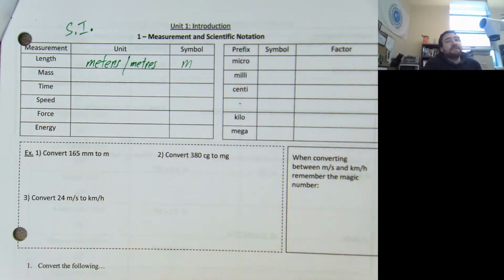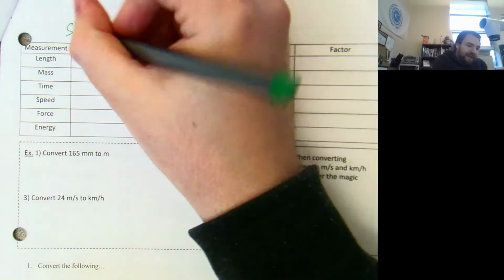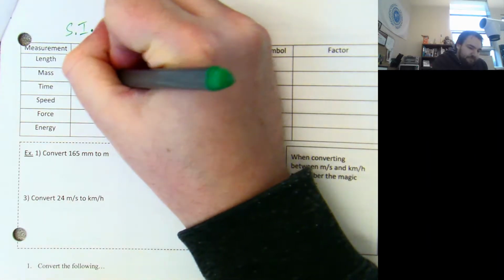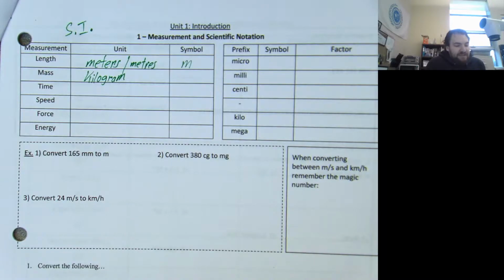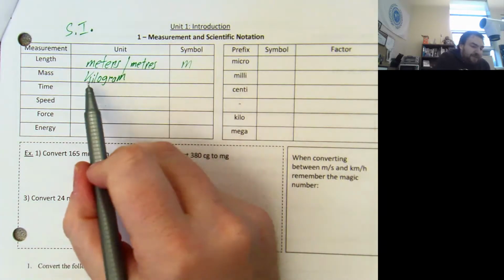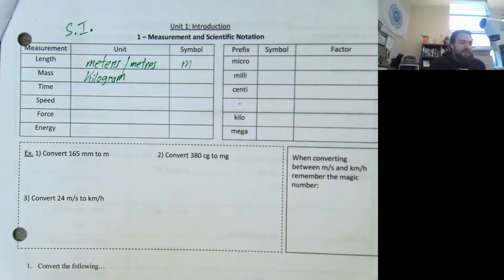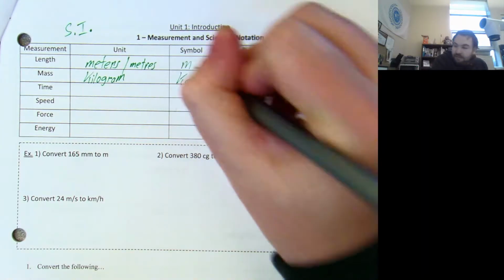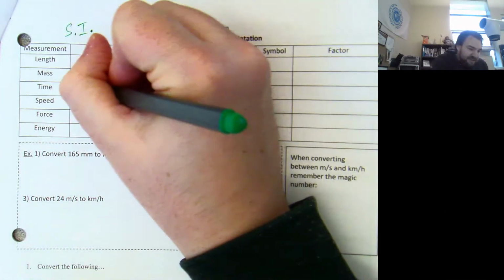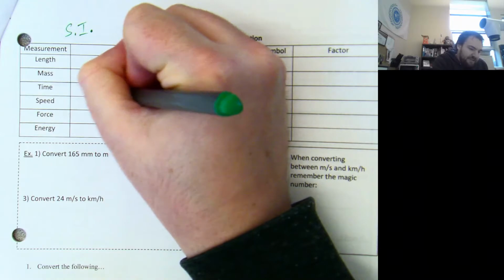Mass. Mass is not the gram. You would think it would be the gram because length is meter. It's related to the gram. It's the kilogram. It is the only base unit that has a prefix to it already, the kilo part. Time, measured in seconds. Okay, right. Kilogram, we'll go to kg. Seconds is obviously s.